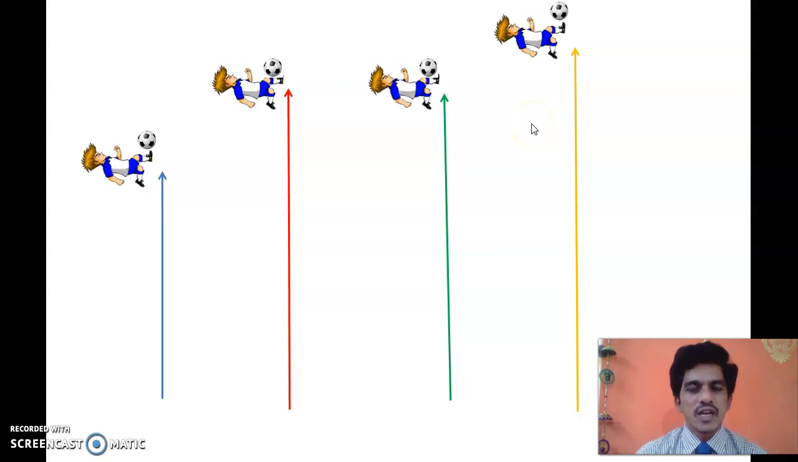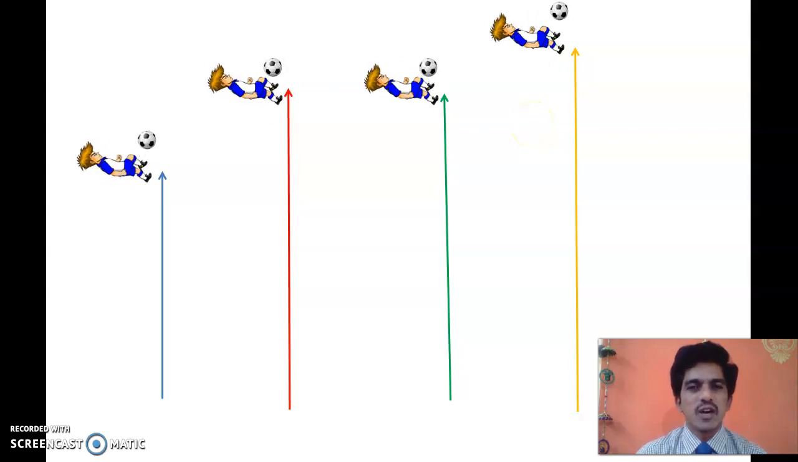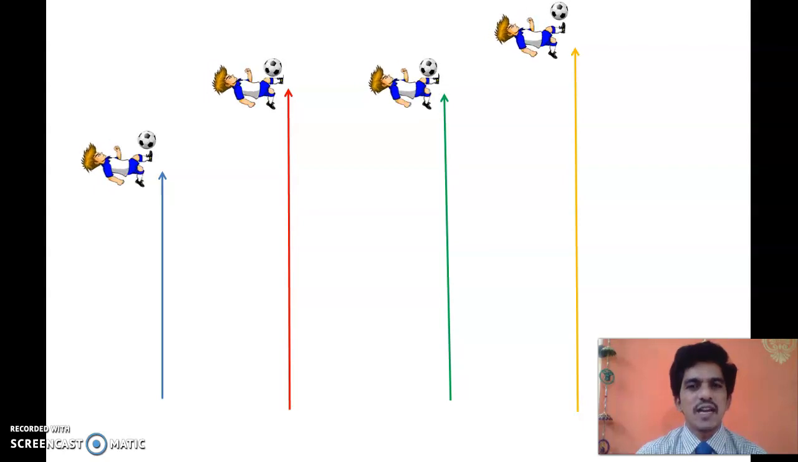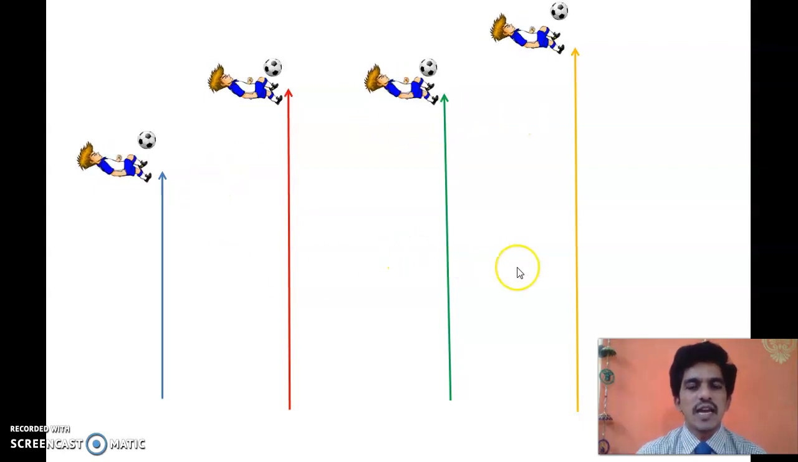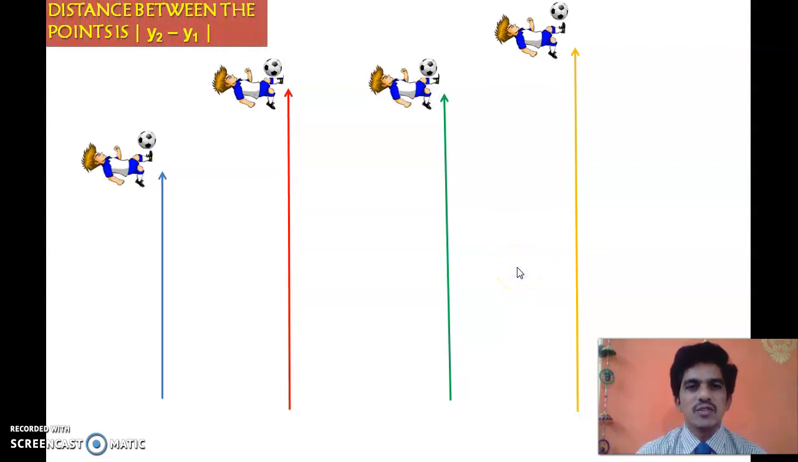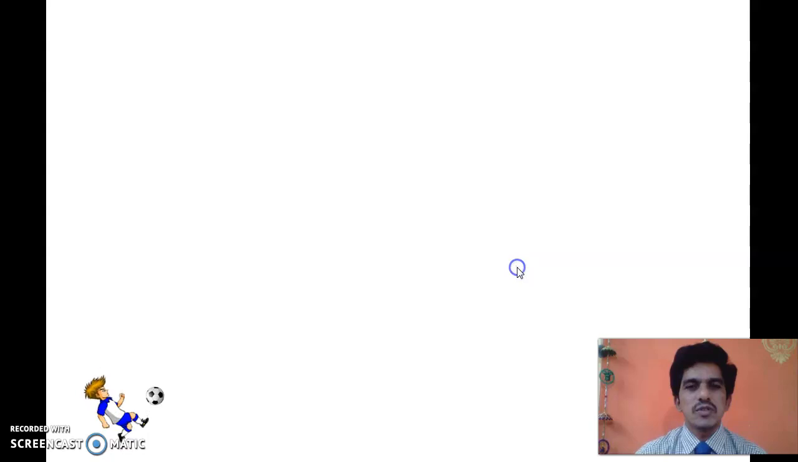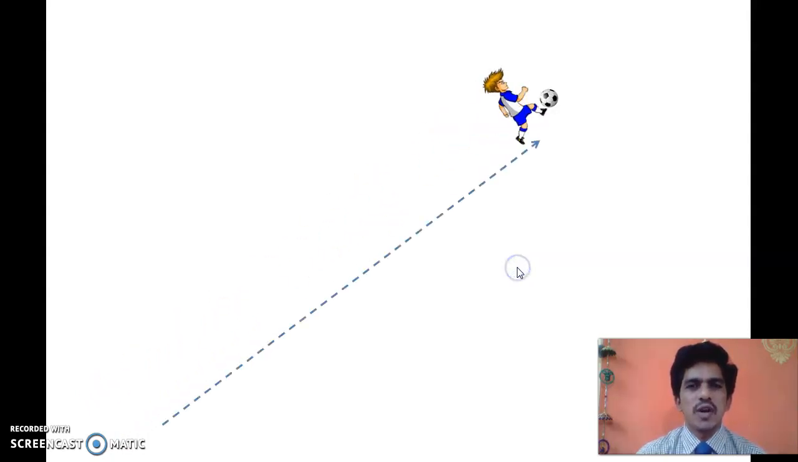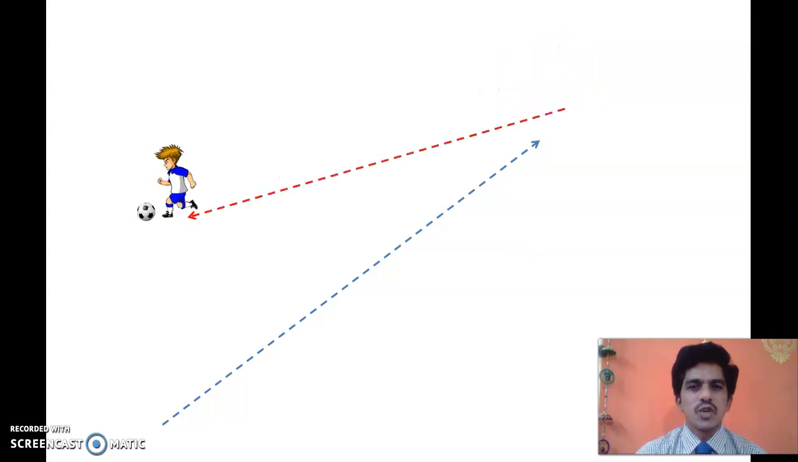But in general, when a boy is playing on the ground, he does not always travel either in a line parallel to the x-axis or in a line parallel to the y-axis. He travels in a zigzag manner. Now suppose he is alone practicing the football like this. This is the first direction in which he traveled. Then he kicked the ball in the other direction, and this is shown in the red color.